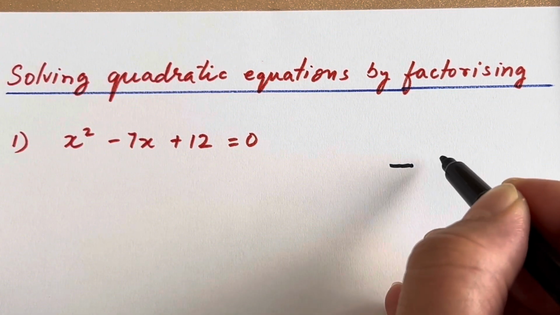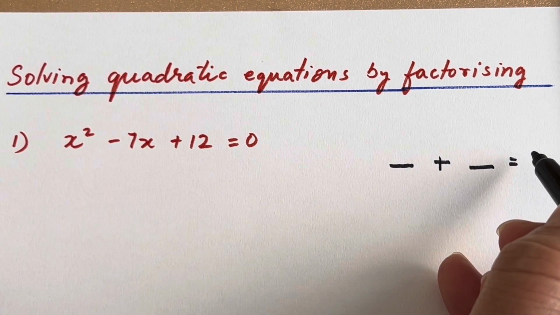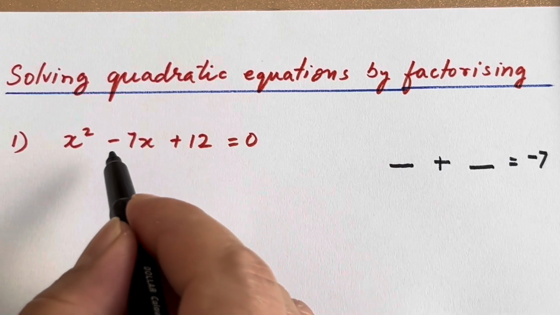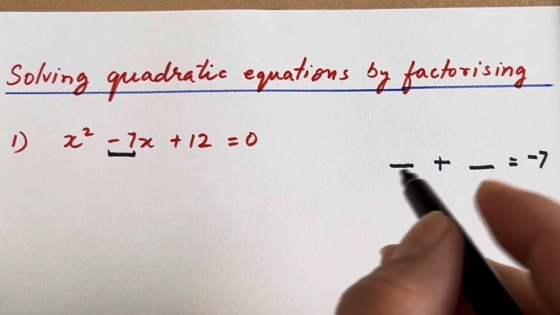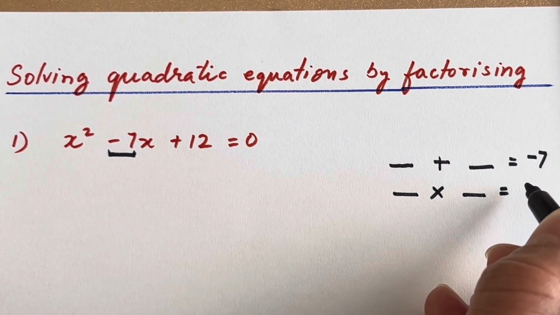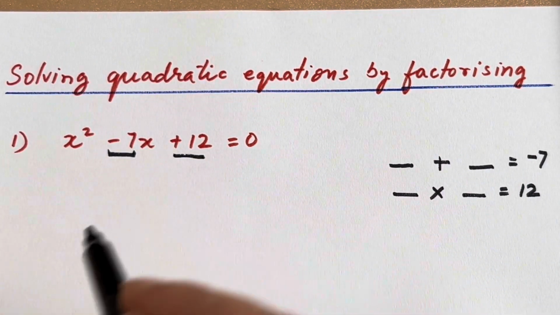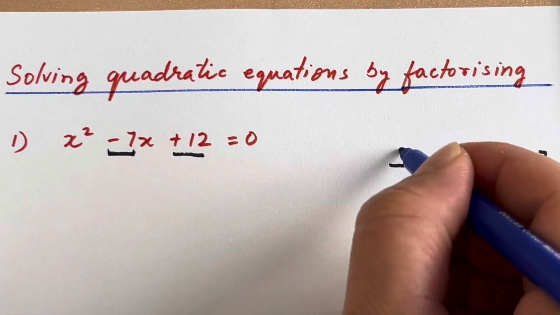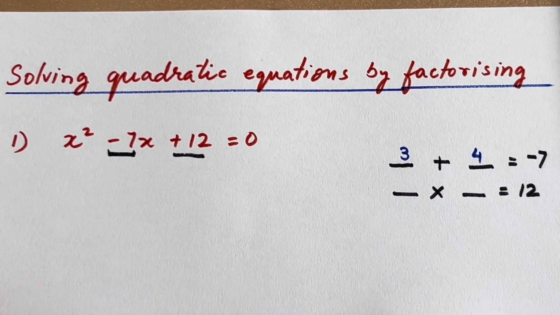I need two numbers. When I add, I get negative 7. Okay, this negative 7 over here, the coefficient of x. And when I multiply the same two numbers, I should get 12. This is the constant term. So 3 and 4 are the two factors of 12.